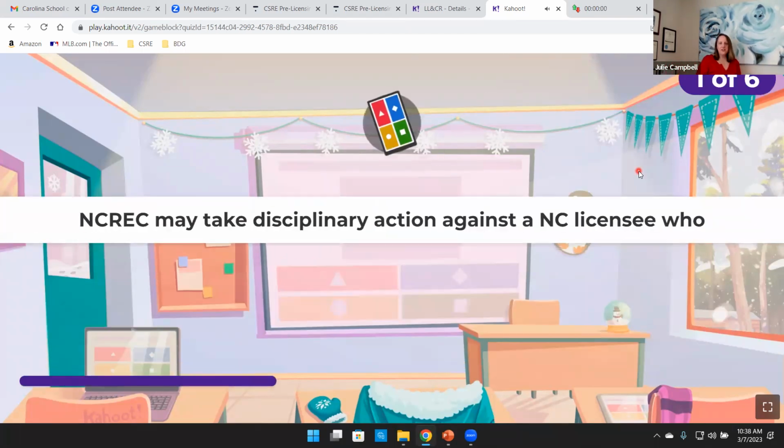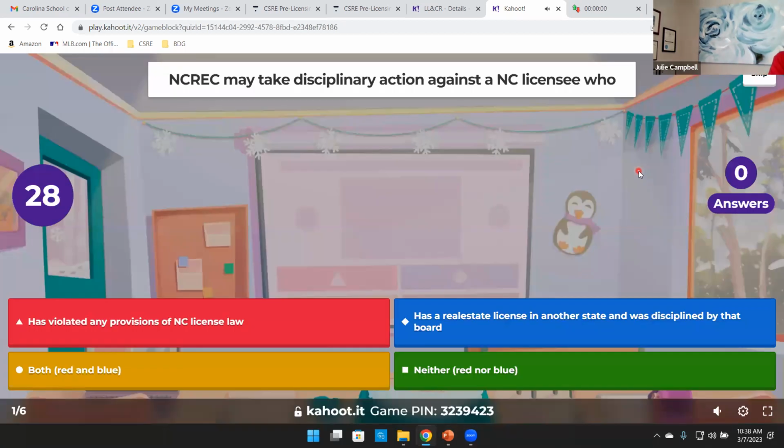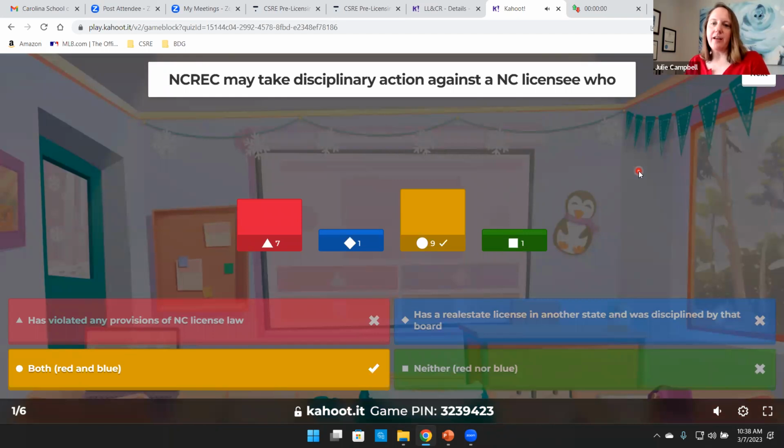Question number 1. Real estate commission may take disciplinary action against a licensee who has violated license law and has been disciplined by another licensing board. Please note this word says may. Does that mean they're going to discipline your license if you get yourself in trouble with your other licensing board? I don't know. Maybe they will, maybe they won't. We need to report it. Why don't you guys remind me in the chat? I'd like to hear from everybody, please.